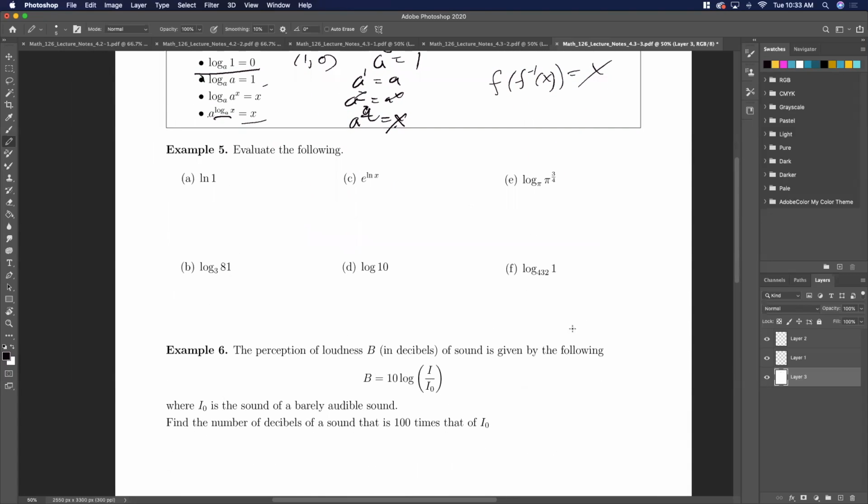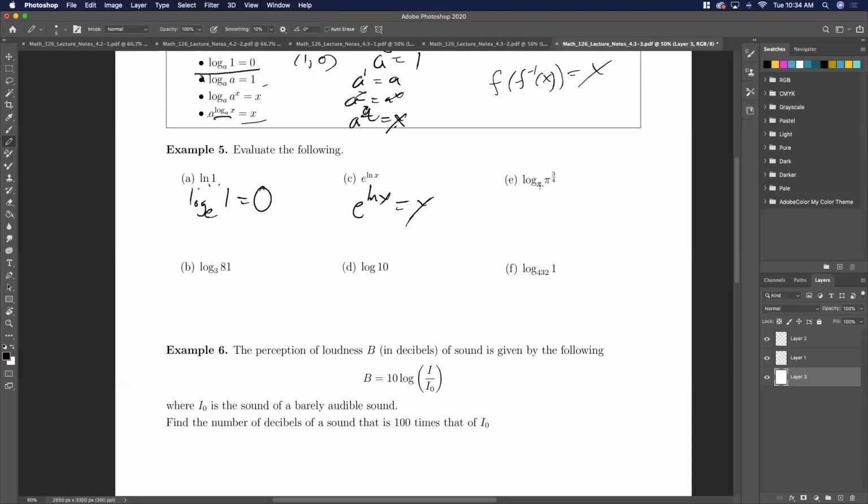And so let's evaluate a couple of these things. The natural log, so remember this is log base e of 1, that equals what, according to this? I'll have you do a couple of these, since they're simple numbers. The natural log of 1 is what? Yeah, it's 0. And so here, if we have e to the ln of x, well, this is the same as this here, and so that's just going to give me x.